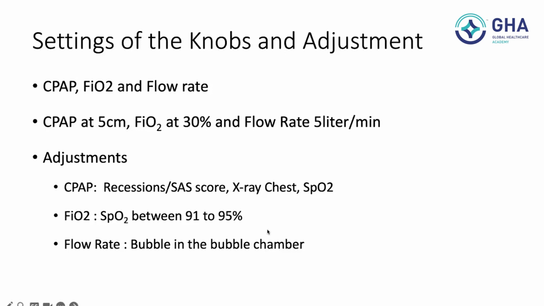One more method is, suppose you have gone from 5 to 6, your Silverman-Anderson score is still above 3, and if X-ray is showing RDS, instead of increasing from 6 to 7, maybe you can add surfactant, and you can give surfactant through the INSURE technique or by the LISA method.